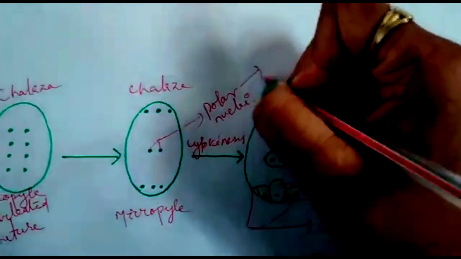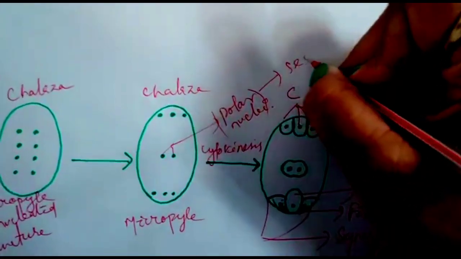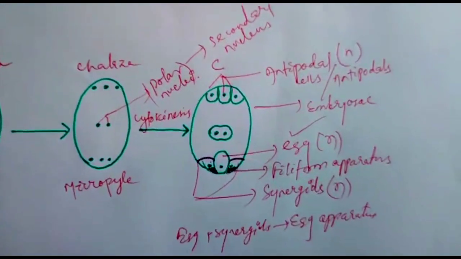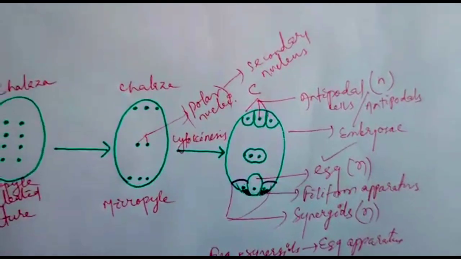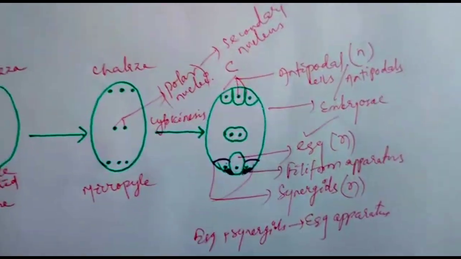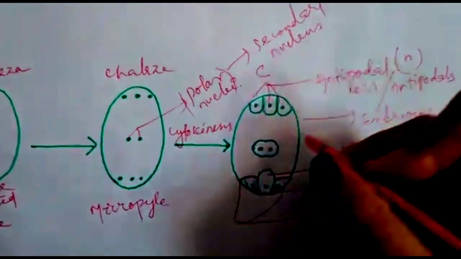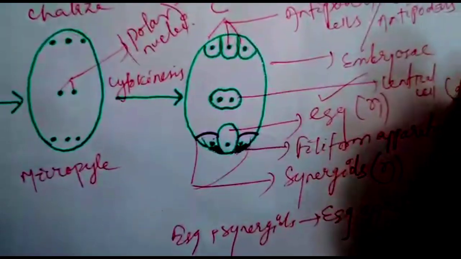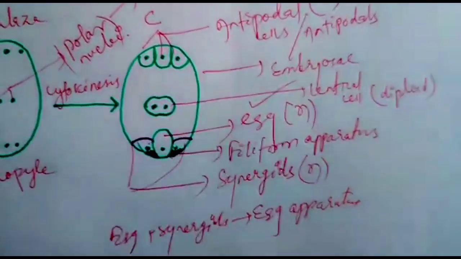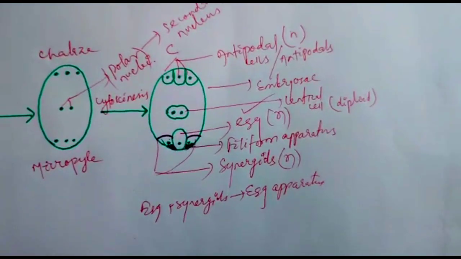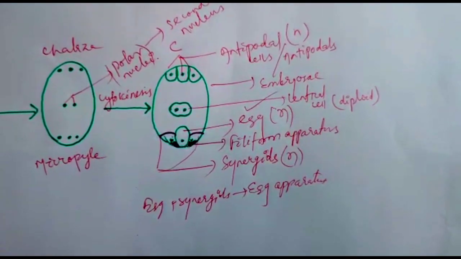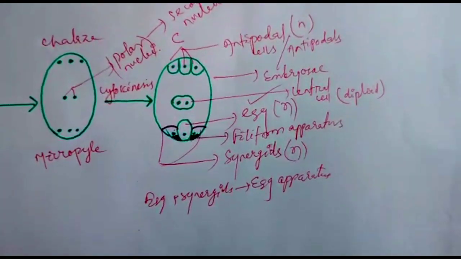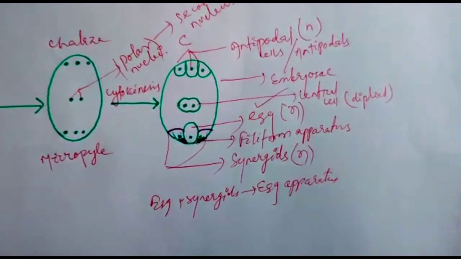These two polar nuclei form the secondary nucleus. Now these two polar nuclei accumulate some amount of cytoplasm outside them. Now we are calling it the central cell and it is diploid. So all the cells which are present inside the embryo sac are haploid and the central cell contains the diploid secondary nucleus.